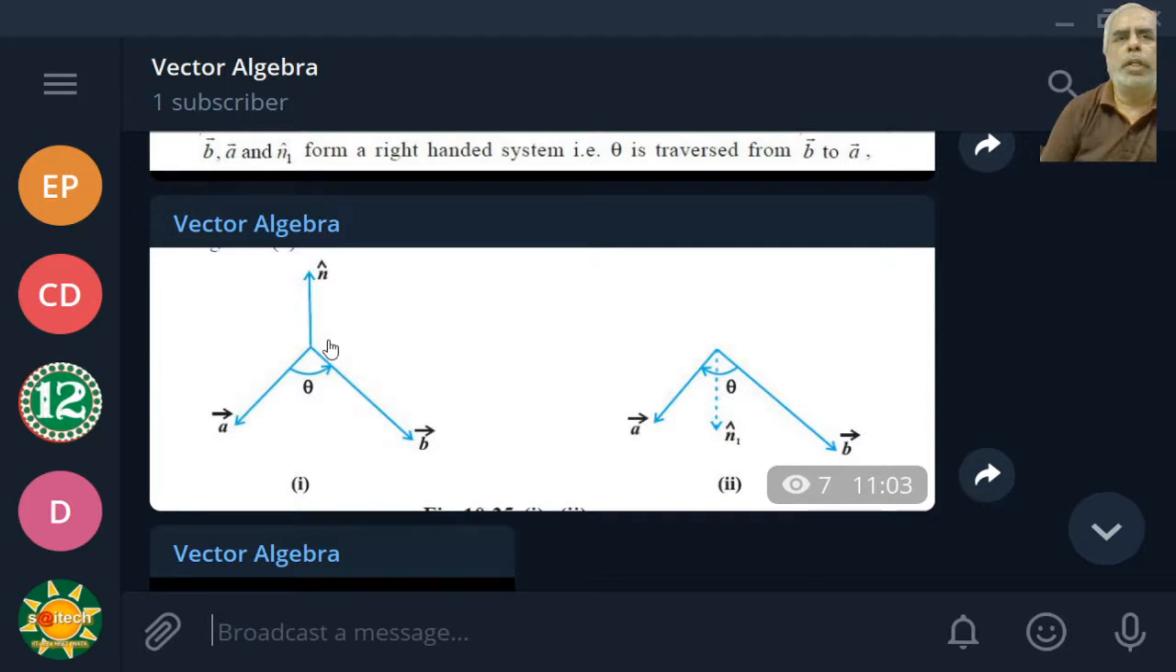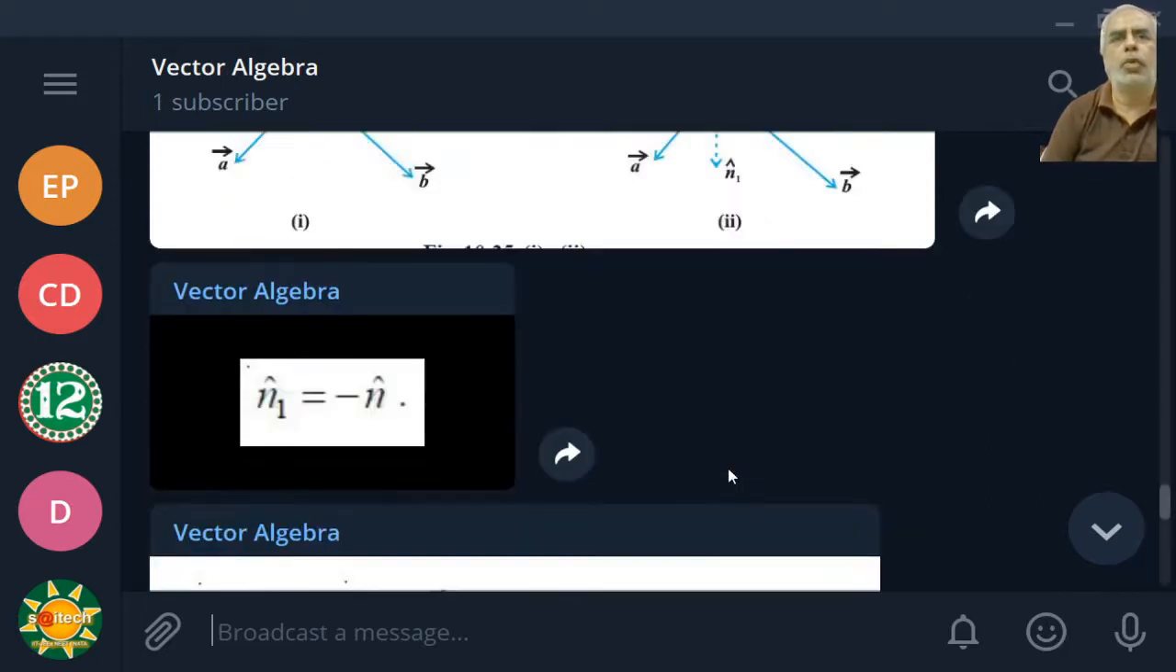So when it is reversed, what happens? It goes down. When the angle is reversed, it goes down. So when A is twisted in this way, then the n cap, the normal, acts in this way. When it is reversed, that is B to A, then the normal comes downward. So n cap is opposite to the other one. So we can say n1 is minus of n cap.